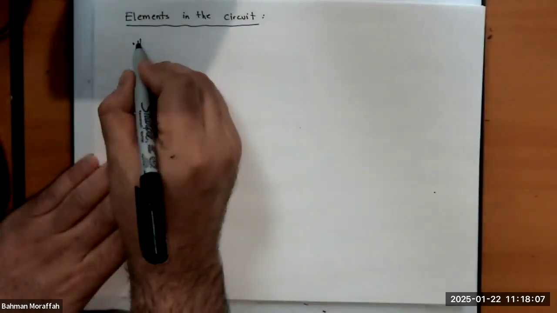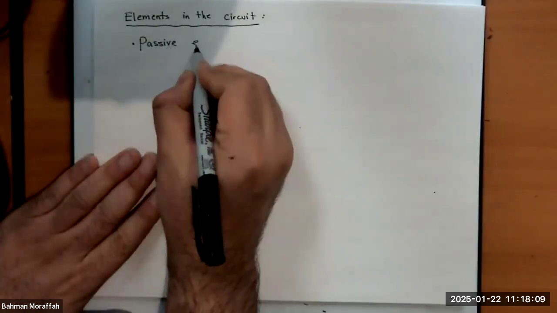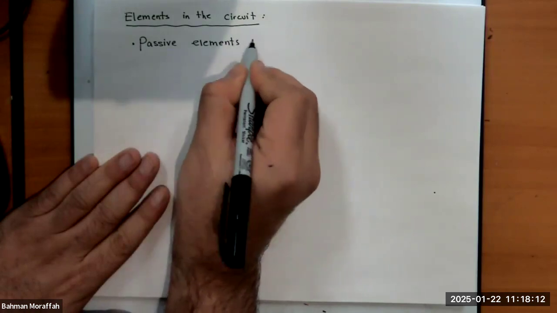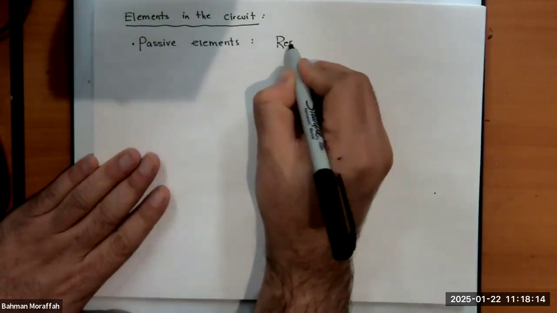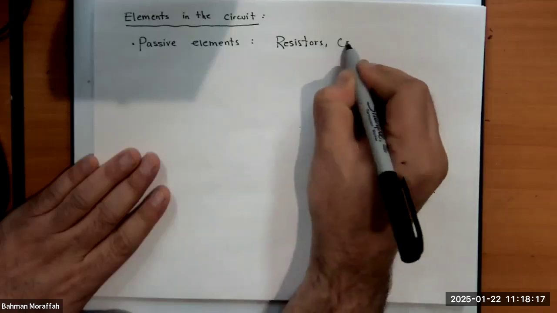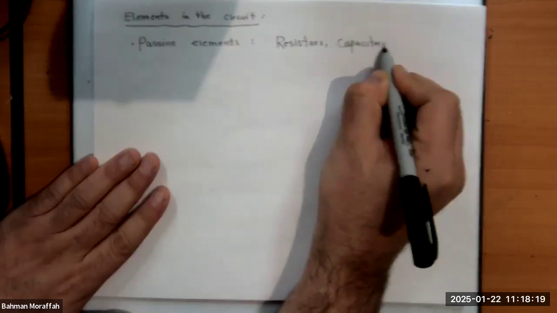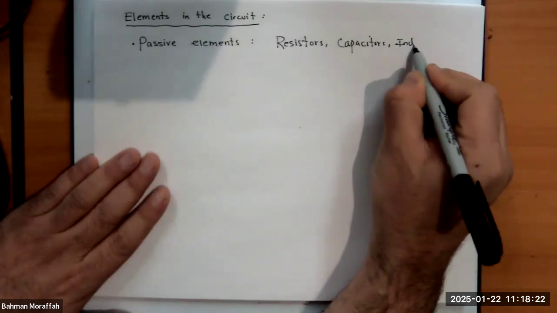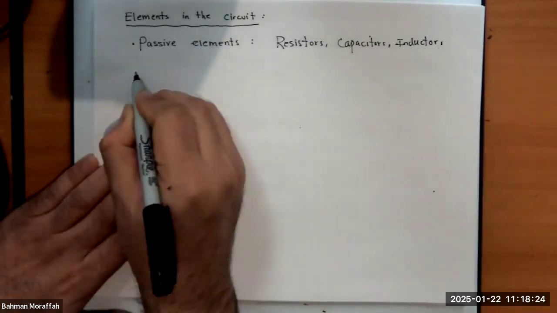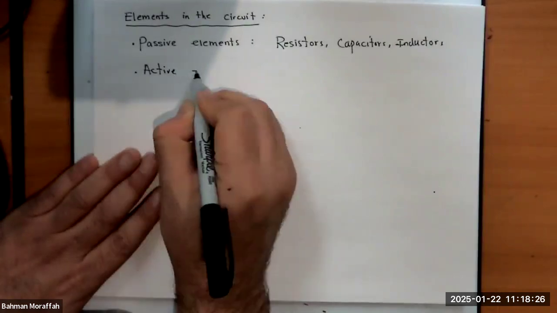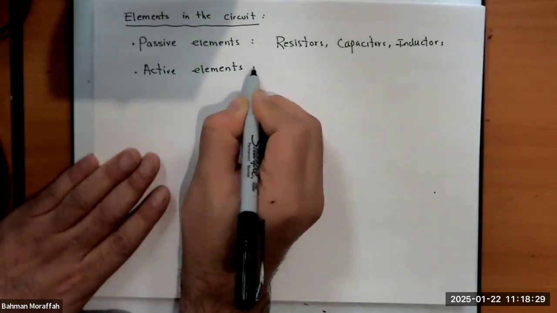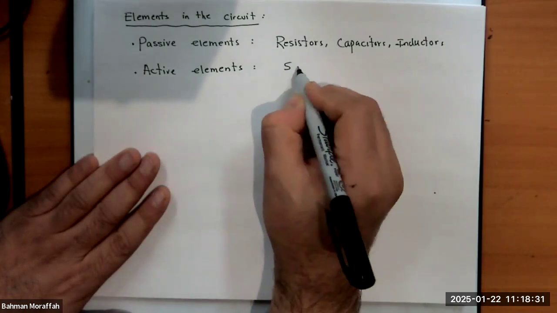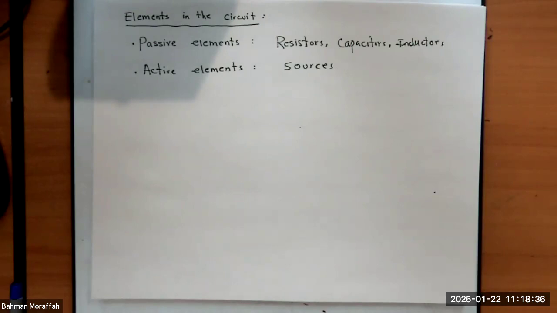We have passive elements, for example resistors, capacitors, inductors. And we have active elements, basically our sources. As we discussed before, we have two types of sources. We have dependent sources and we have independent sources.